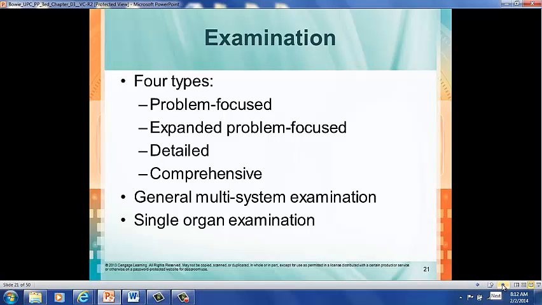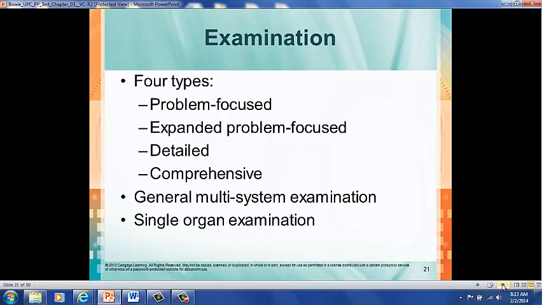The next key component in choosing an evaluation and management level of service is the examination. The examination is also recognized as the O, or objective, portion of the provider's note. This is the portion of the visit in which the provider conducts an examination of the patient. The examination portion of the evaluation and management services is based on 4 types of examination.